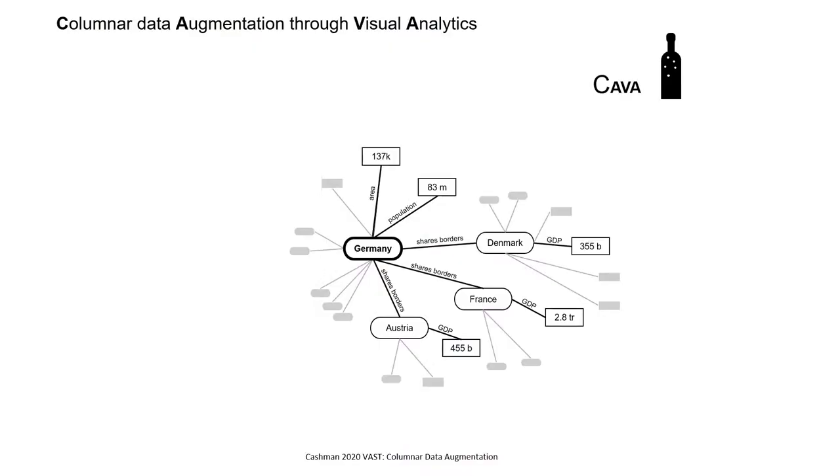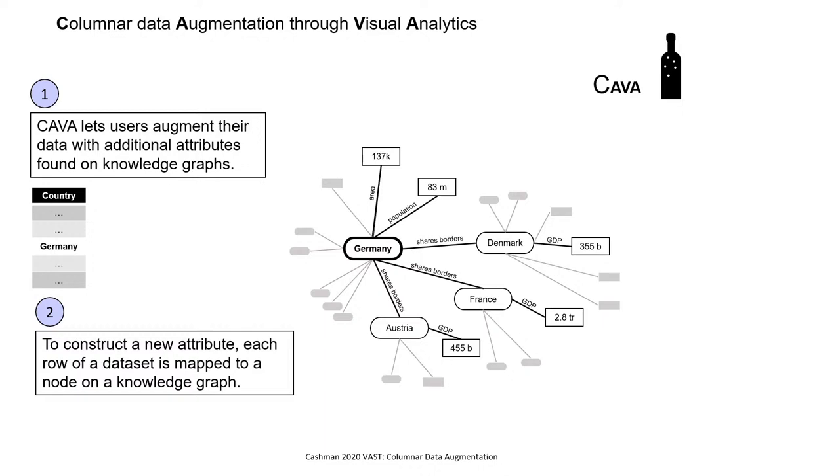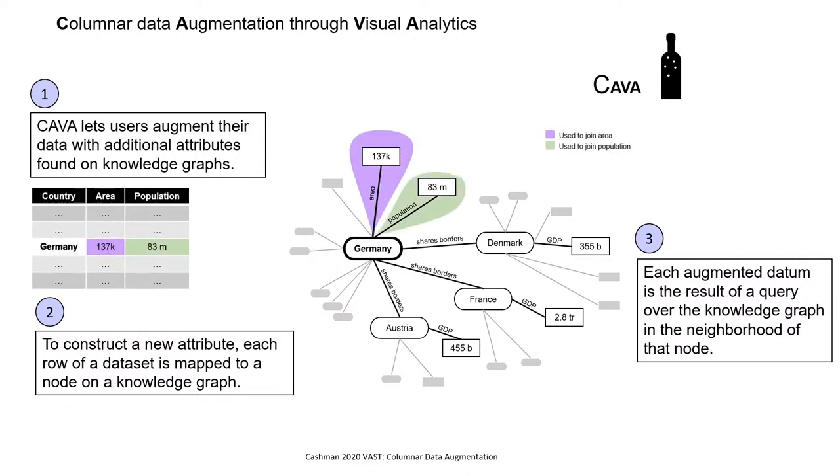We present columnar data augmentation through visual analytics. Kava lets users augment their data with additional attributes found on knowledge graphs. To construct a new attribute, each row of a dataset is mapped to a node on a knowledge graph. Each augmented datum is the result of a query over the knowledge graph in the neighborhood of that node.